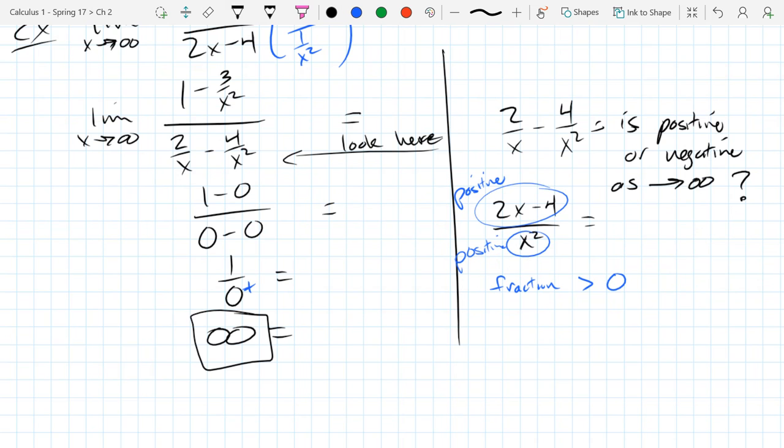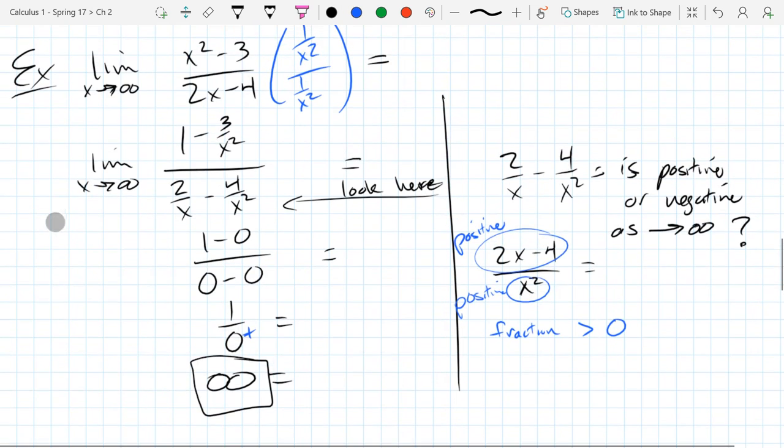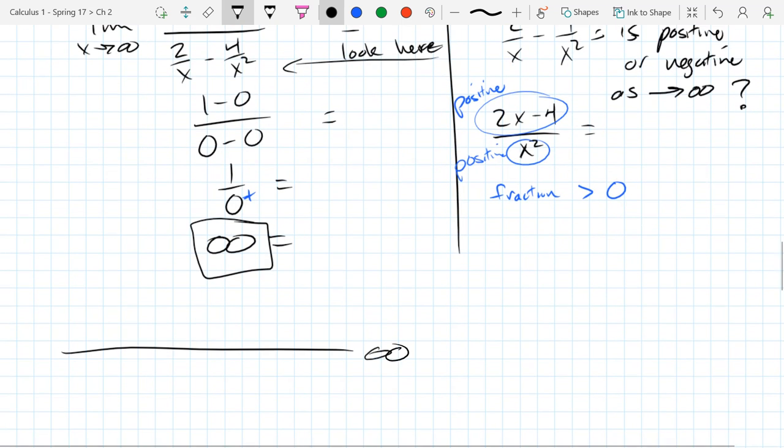The good news is that with these infinite limits, when we approach infinity, it's a one-sided limit. Because here's the number line, here's infinity, negative infinity. If you're going to approach one of these two, you're never going to approach infinity from that side. Likewise, negative infinity, you're never going to approach negative infinity from the negative side. So those are one-sided limits, basically.